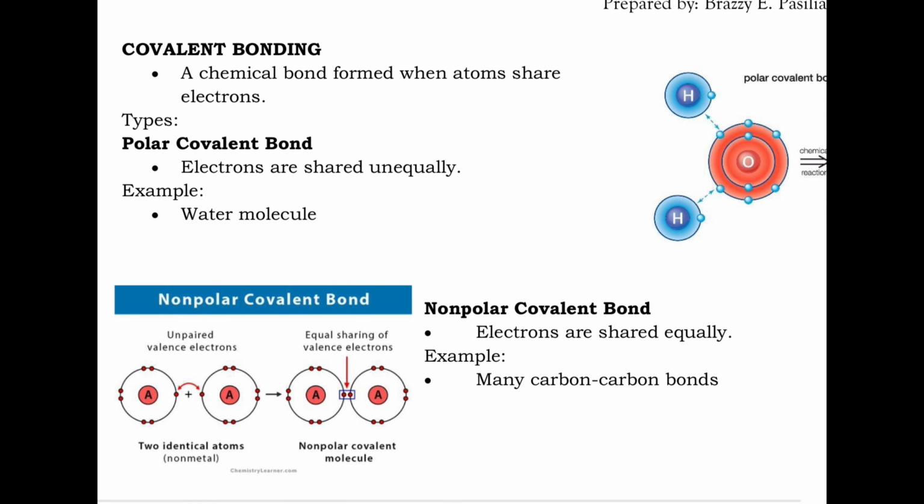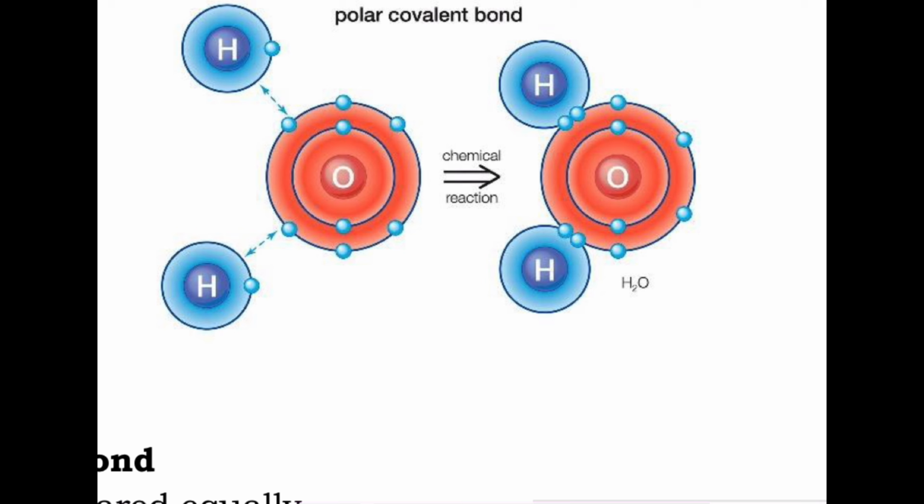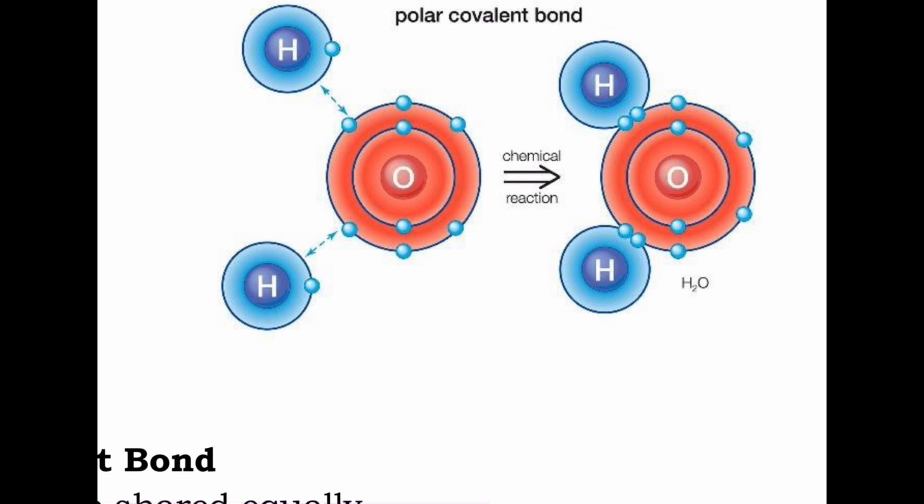Next, for the covalent bonding, a chemical bond formed when atoms share electrons. So it can share your electrons. Types, we have your polar covalent bond. Electrons are shared unequally. Example, the water molecule. As you can see here, we have the two hydrogen atoms attached to the oxygen. It's unequal because, as you can see, there is only one oxygen and there are two hydrogens.